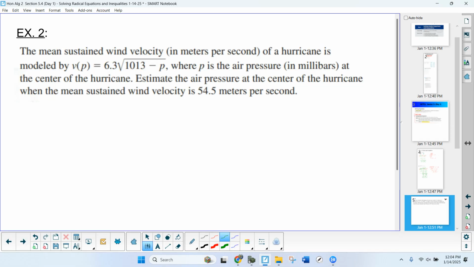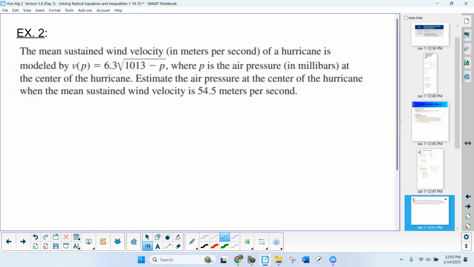The mean sustained wind velocity in meters per second of a hurricane is modeled by V of P equals 6.3 square root of 1013 minus P, where P is the air pressure at the center of the hurricane. Estimate the air pressure at the center of the hurricane when the mean sustained wind velocity is 54.5.